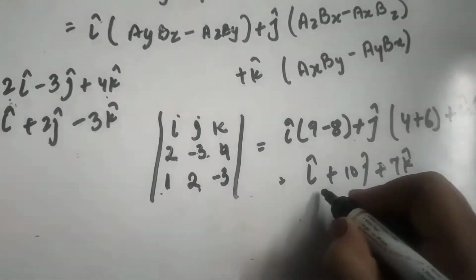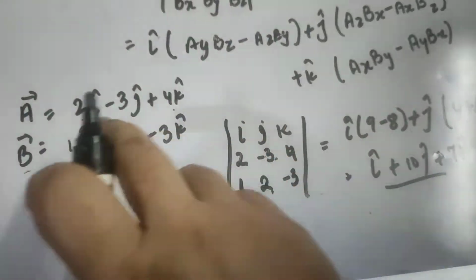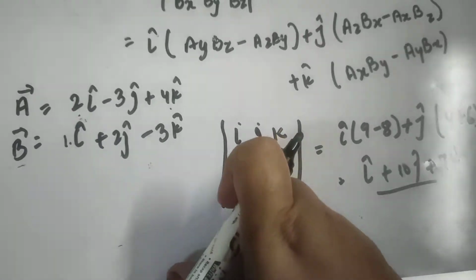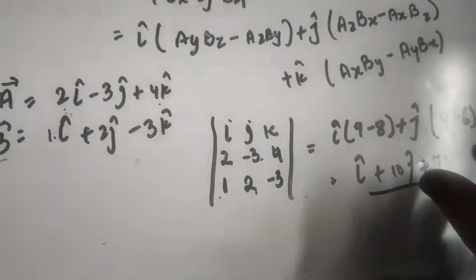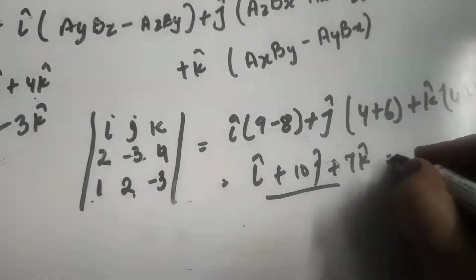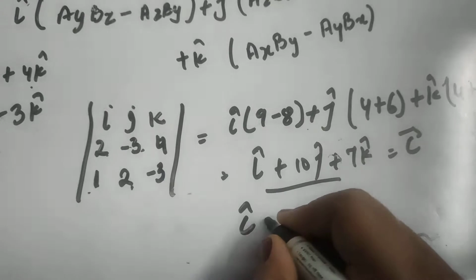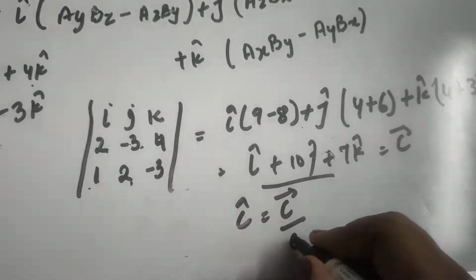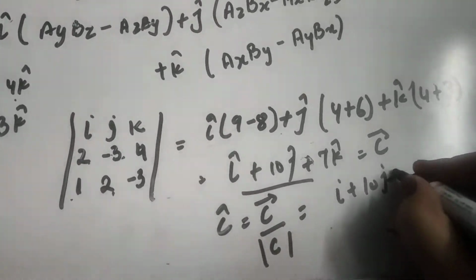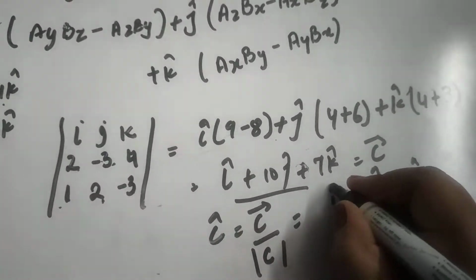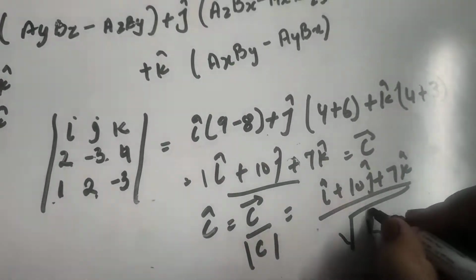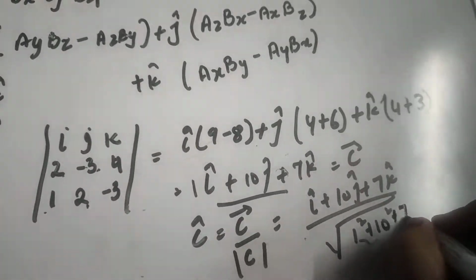So we again get a vector which is obtained by the cross product of A and B. Now if we want to find the unit vector of this vector quantity, we can easily find it using the formula. Let this be vector C, so C cap is equal to vector C upon C magnitude. Now vector C is i plus 10j plus 7k, and C magnitude can be calculated as the root of 1 square plus 10 square plus 7 square.